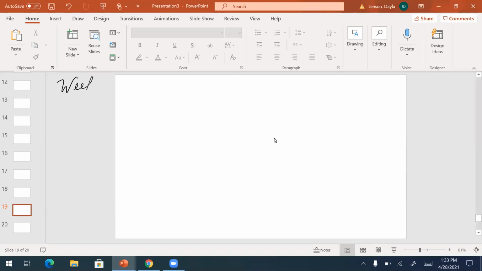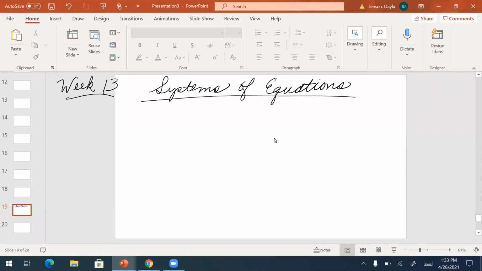So we're going to do a few examples from 13, which uses systems of equations to solve word problems or applications. Remember, systems of equations are more than one equation and more than one variable. And we can use substitution or elimination.